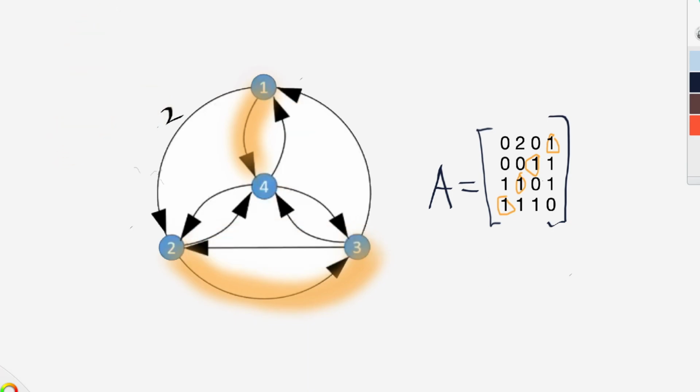An example of something that would not be a cycle cover would be 1 to 2, 2 to 3, and 3 to 1. This is a cycle, but it's not a cycle cover because vertex 4 is not covered. So a cycle cover is a subgraph that consists of sets of cycles, and all the vertices must be visited as well.